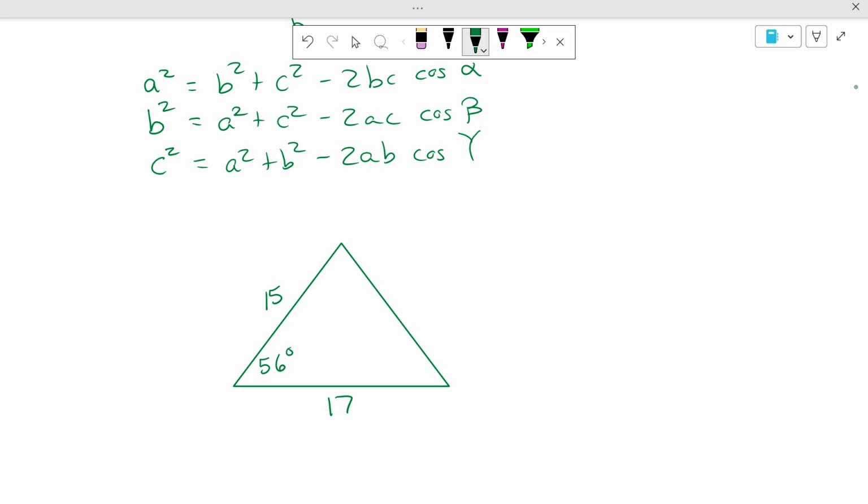Okay? So if this is alpha and beta and gamma, then I want to find side A.